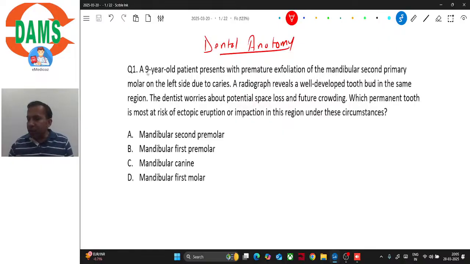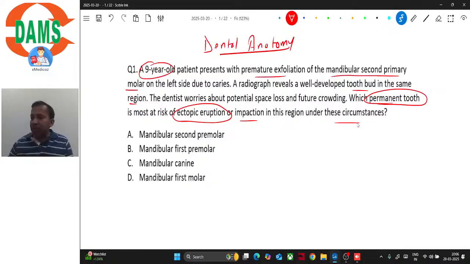A 9-year-old patient presents with premature exfoliation of the mandibular second primary molar on the left side due to caries. A radiograph reveals a well-developed tooth bud in the same region. The dentist worries about potential space loss and future crowding. Which permanent tooth is most at risk of ectopic eruption or impaction in this region under these circumstances?